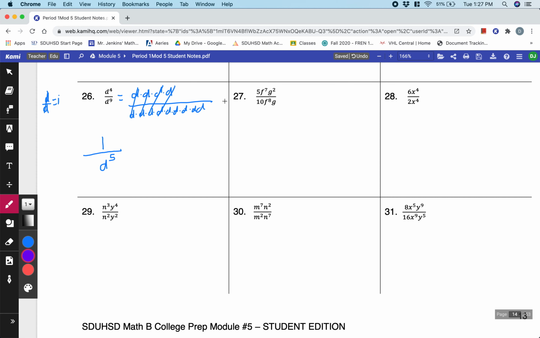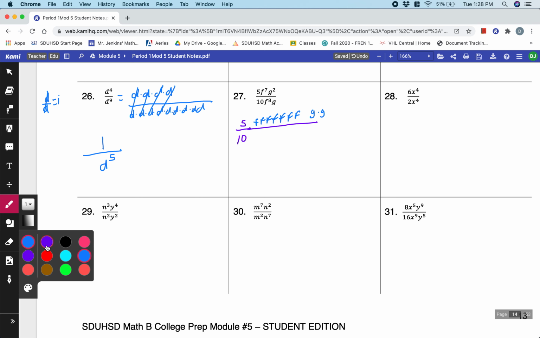All right, on to the next one. When I look at the next one, I have 3 parts here. I have 5 over 10, which is just like a regular old fraction. The next one, I'm going to have f to the 7. It's a lot of these. 1, 2, 3, 4, 5, 6, 7. G to the second, which is g times g. Now on the bottom, I'm going to have f to the 8. 1, 2, 3, 4, 5, 6, 7, 8. And then g right here.